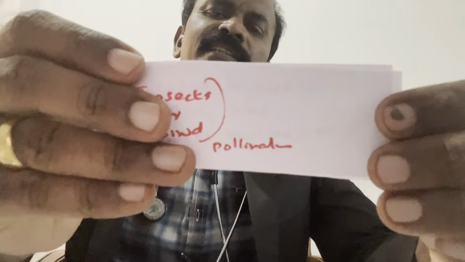How pollen grains are protected from water or damage caused by water? Pollen grains always have a mucilaginous covering. Or they will ask, which one of the following has a mucilaginous covering? That time you must answer pollen grains. Or they will ask this in match the following. Mucilaginous covering, you must always answer pollen grain.